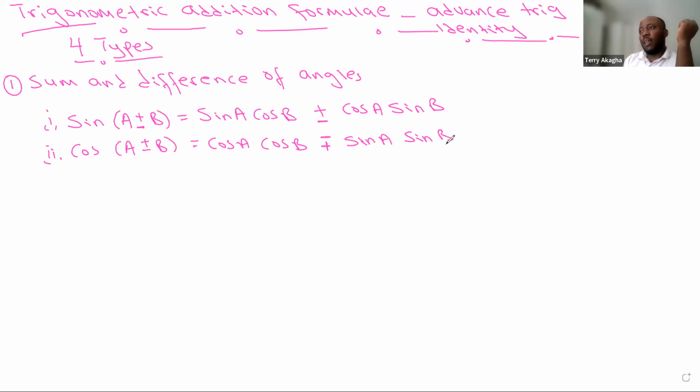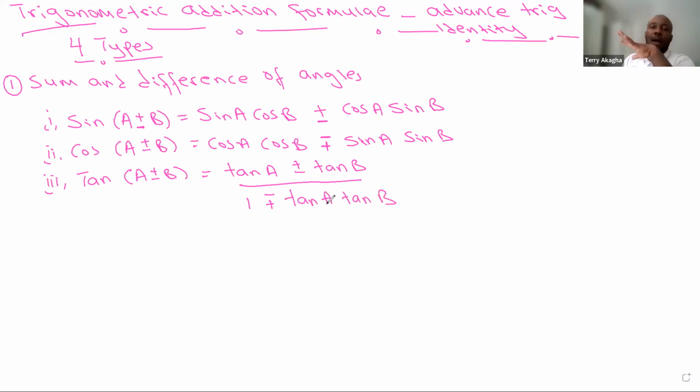sine A sine B. Then for number 3, one of the popular trig identities is tan. So tan A plus or minus B will be equal to tan A plus or minus tan B, all divided by 1. If it's plus, it's going to be minus, and if it's minus, it's going to be plus, tan A tan B.